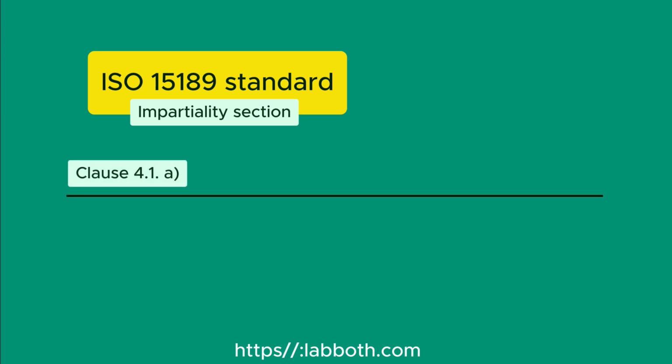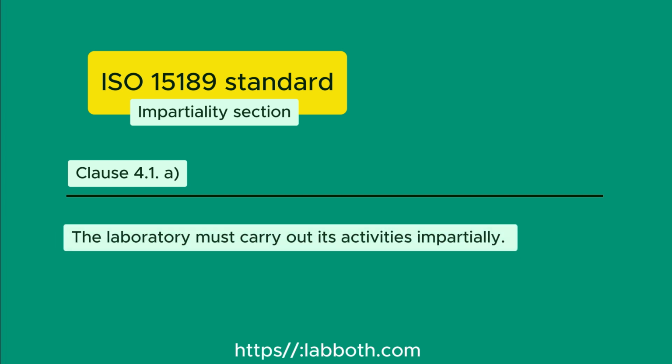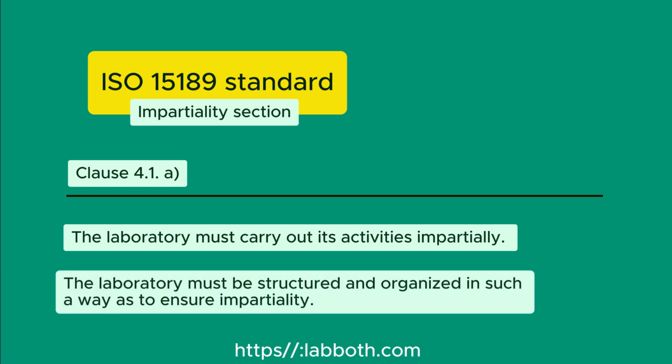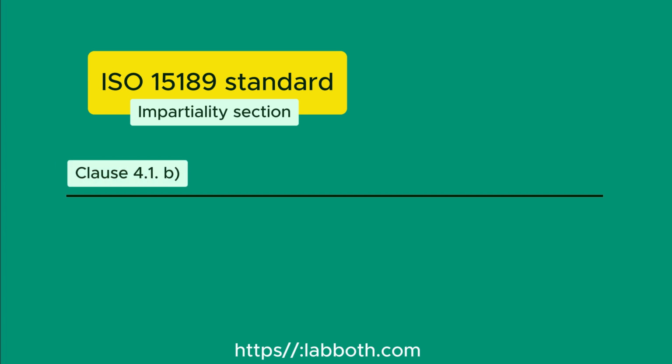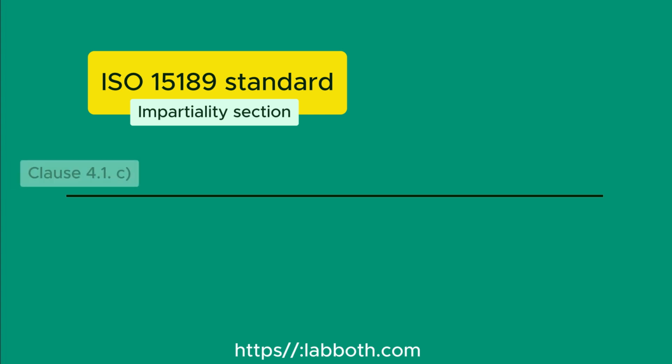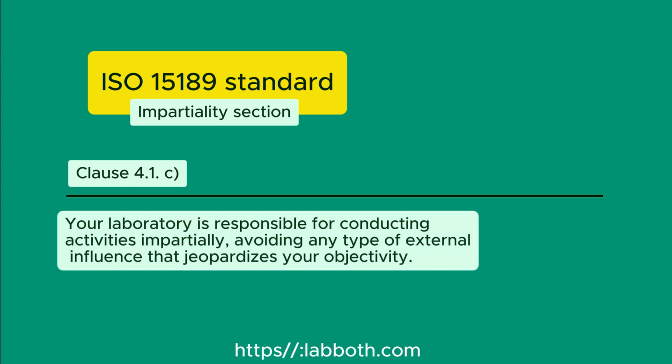This requirement informs you that the laboratory must carry out its activities impartially. Additionally, it specifies that the laboratory must be structured and organized in such a way as to ensure impartiality. Clause 4.1 B. It discusses the commitment that the laboratory management must have towards impartiality. Clause 4.1 C. This section establishes that your laboratory is responsible for conducting activities impartially, avoiding any type of external influence that jeopardizes your objectivity.